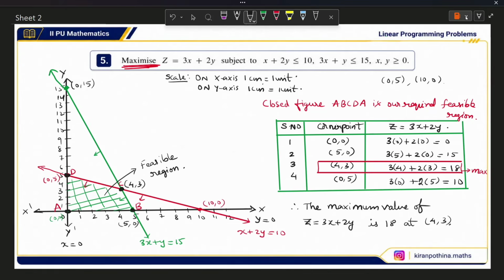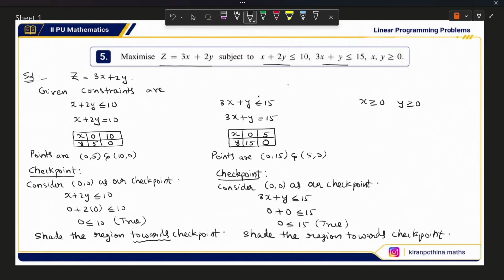Understood? Once again we will revise. First, from the given constraints we have to convert into equations. After the equation, substitute x as 0 as well as y as 0, and you will get the points. After getting the points, you do the checkpoint. For the checkpoint, most times you will consider 0 comma 0, but it is not compulsory to take only 0 comma 0. We take it because it makes the simplification very easy. So we'll take 0 comma 0 as our checkpoint for these types of lines. If you get true, then we write shade the region towards the checkpoint. If it is false, then we write opposite to it. Okay, so this is the first phase.